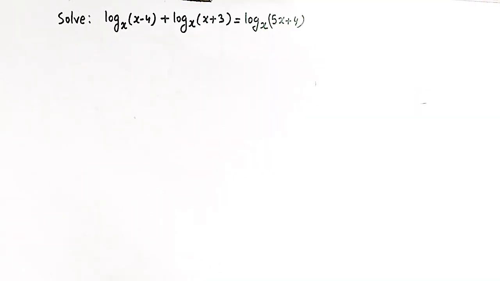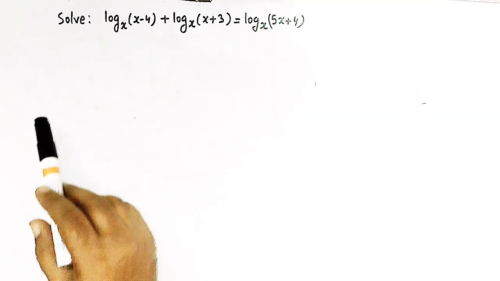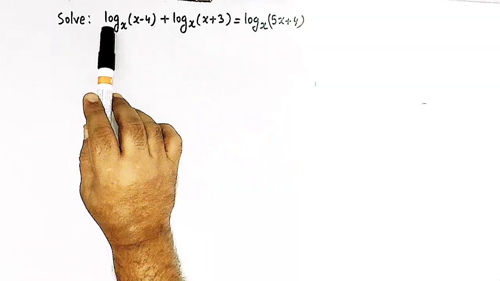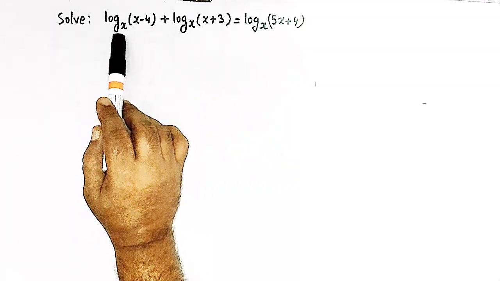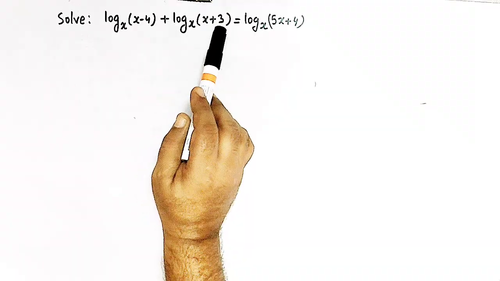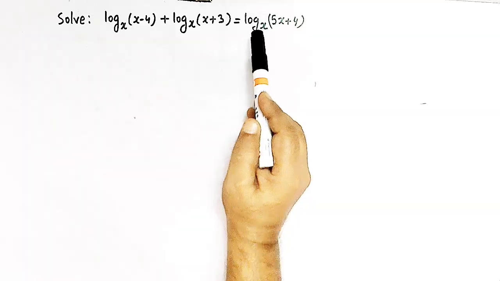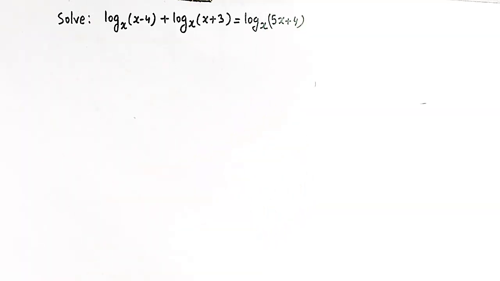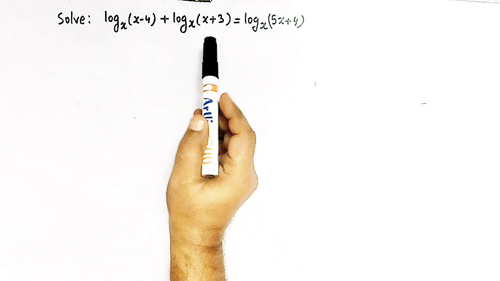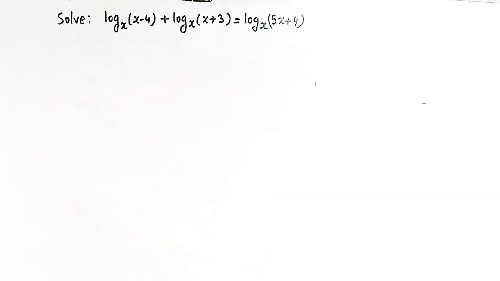Hello viewers, in today's session we are going to discuss the solution of this logarithmic equation, where we have logarithm of x minus 4 to the base x plus logarithm of x plus 3 to the base x is equal to logarithm of 5x plus 4 to the base x, right? So let us see how we can solve this logarithmic equation using the concept of domain of logarithmic function, right? And here we'll convert this equation into a quadratic equation, right? So let us start.